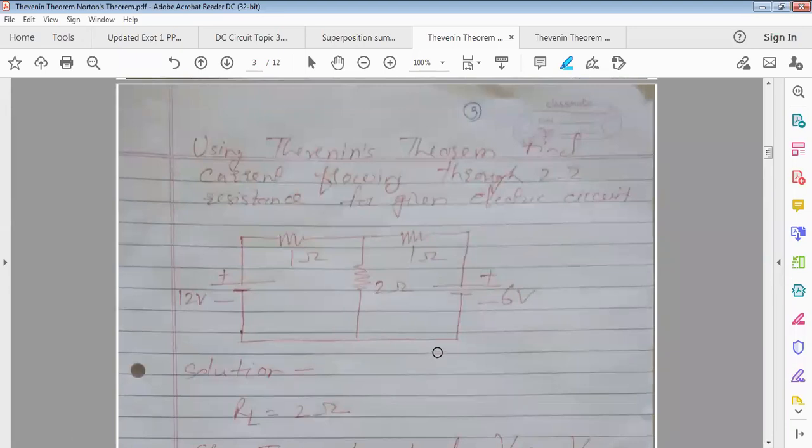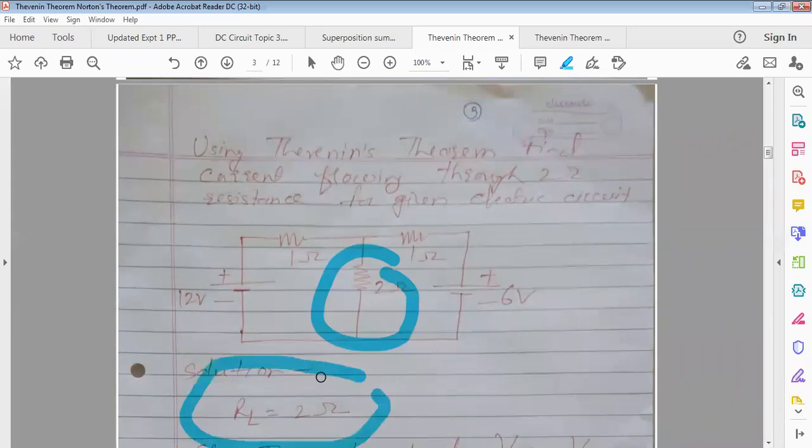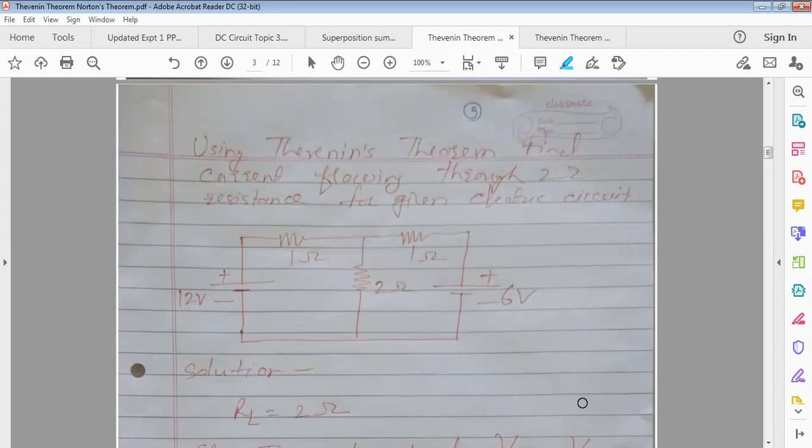Thevenin's theorem. Okay, so see here, we'll follow the steps and we'll simplify. What is the first step here? Load resistance, you told me it's 2 ohm, isn't it? See here, I have written load resistance is 2 ohm. Now the next step is, what is the first thing to find out? Yes, VTH.